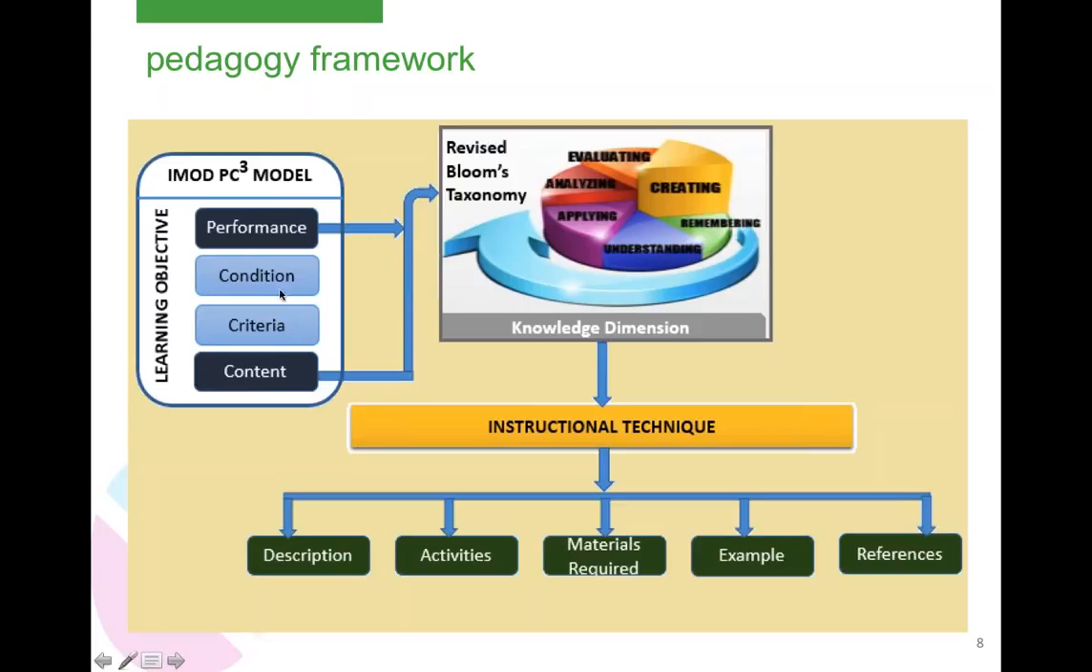So we have the IMOTS PCQ model, and we have our learning objectives described in terms of performance, condition, criteria, and content. You'd see that the performance is basically drawing from Bloom's taxonomy, and that's what we just saw. And then the revised Bloom's taxonomy also has a knowledge dimension to indicate the knowledge dimension of the content.